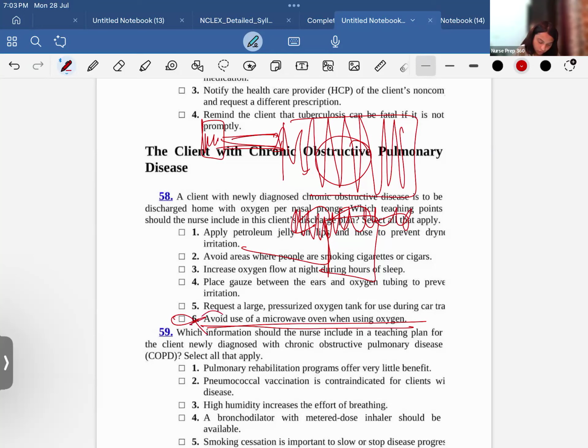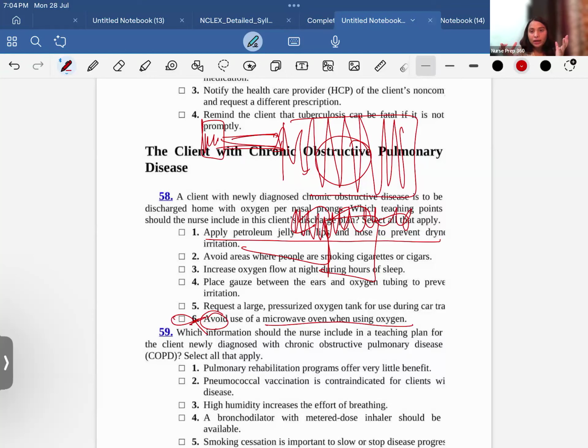So we don't avoid. We use microwave. There's no need to avoid microwave when we are using fire or when we are using oxygen. So the correct answer is never apply petroleum jelly on the nose to prevent dryness. Why? Because petroleum jelly is a byproduct of petrol. Do you know this thing?